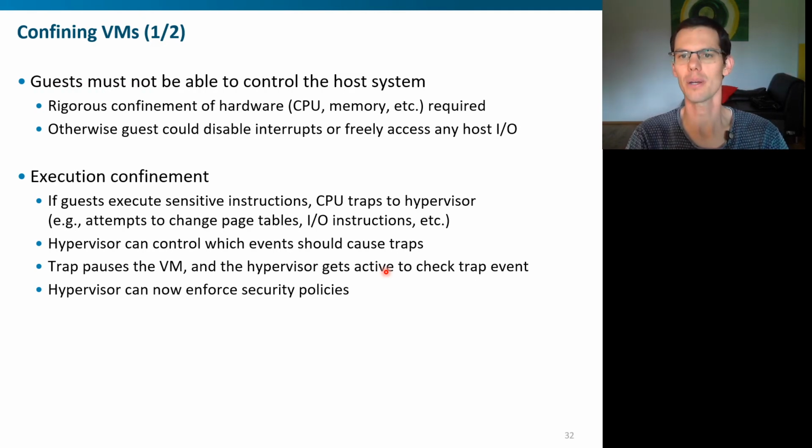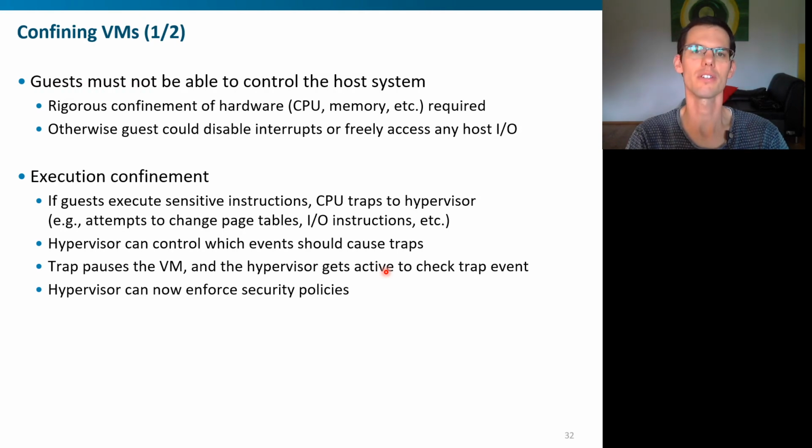For example, disable interrupts, freely access any input operations of the system, and so on. So essentially, you would like to give the guarantee that guests cannot modify each other and also cannot modify the host. So how do we do this? Essentially, there are multiple ways of doing this which are run in parallel. The first one is that they have to take care of sensitive instructions. If you capture a sensitive instruction, like for example input-output control, then the CPU would trap to the hypervisor.